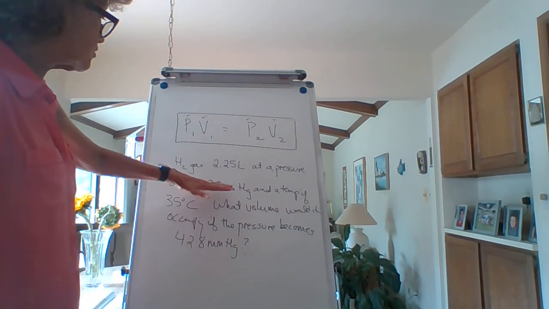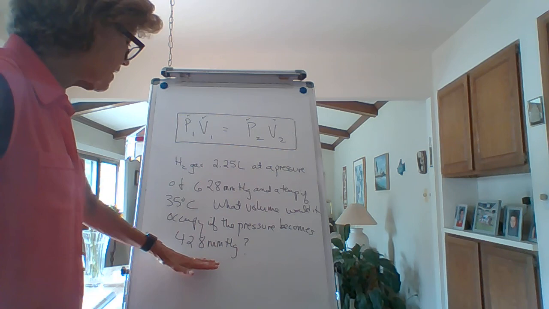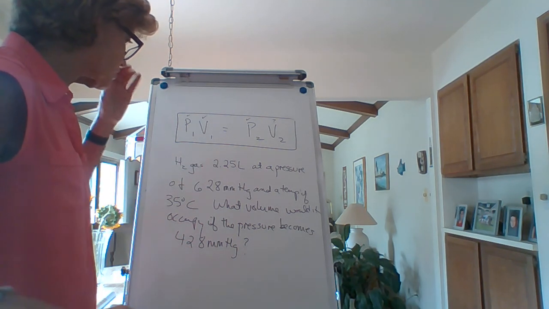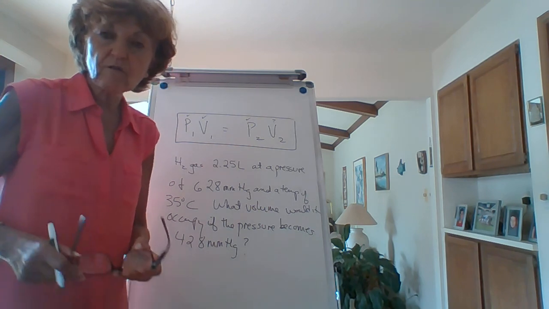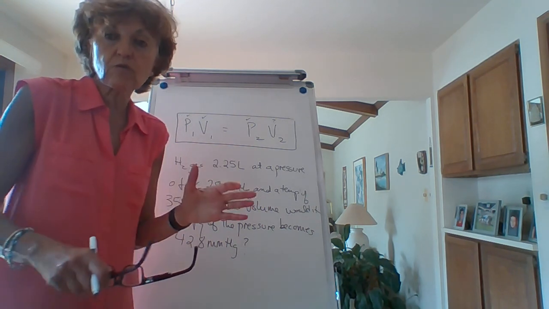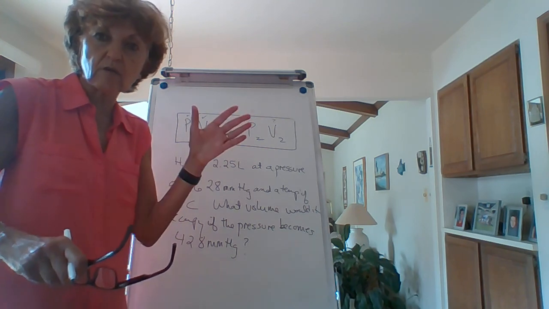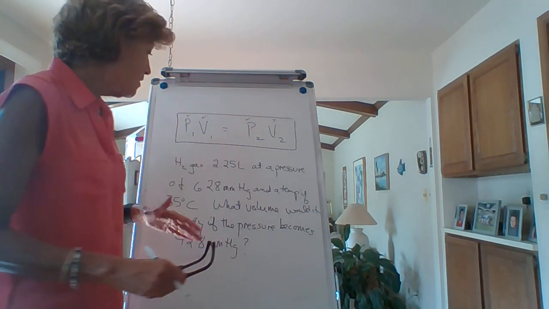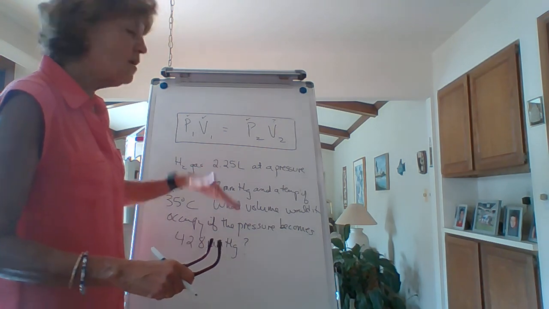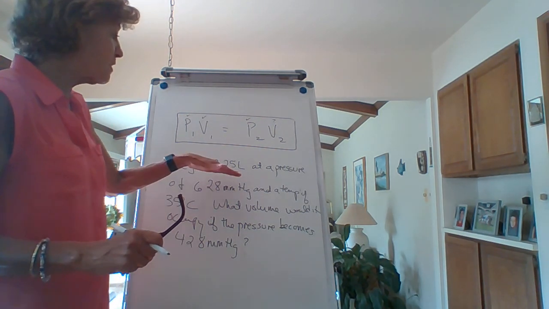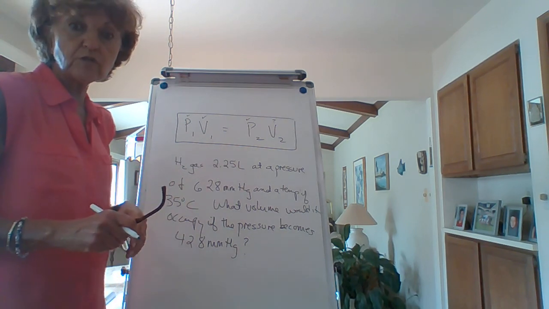Okay, so look what's happening here. You have a pressure of 628, and now the pressure is lower. So you lowered the pressure. Guess what's going to happen to the volume? Remember how it's an inverse relationship. When one goes up, the other goes down. When the other one goes down, the other one goes up. So if the pressure is going down, the volume must be going up. So you should get a volume bigger than 2.25.